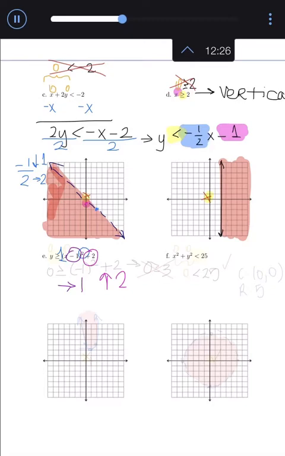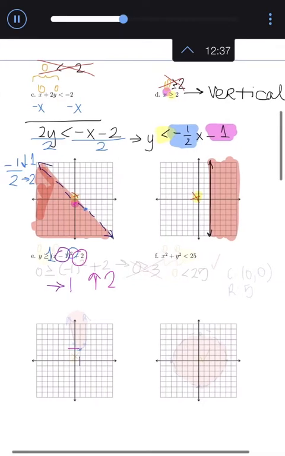So we're going to go over to the right 1, and then we'll go up 2, and that will be the vertex of our parabola. And notice that there's a stretch of 1. So it'll just be pulled up by a factor of 1. Notice I am drawing a solid parabola. Why? Because it was a greater than or equal to symbol. The equal to means I need to draw a solid graph. Now the question is, am I going to be shading below the parabola or inside the parabola? There's no way to know without testing a point.